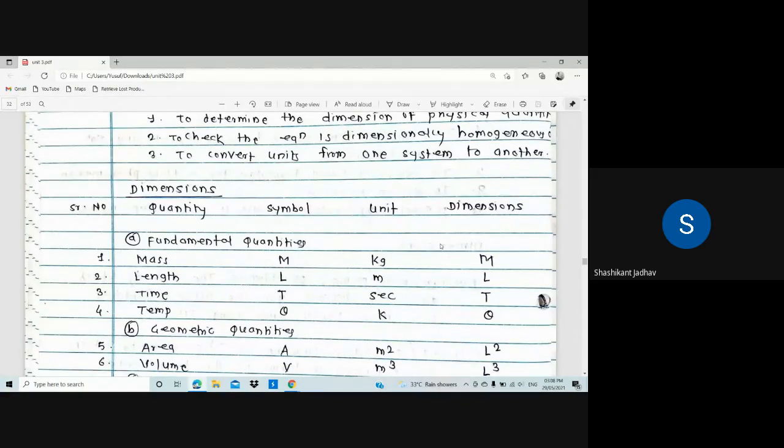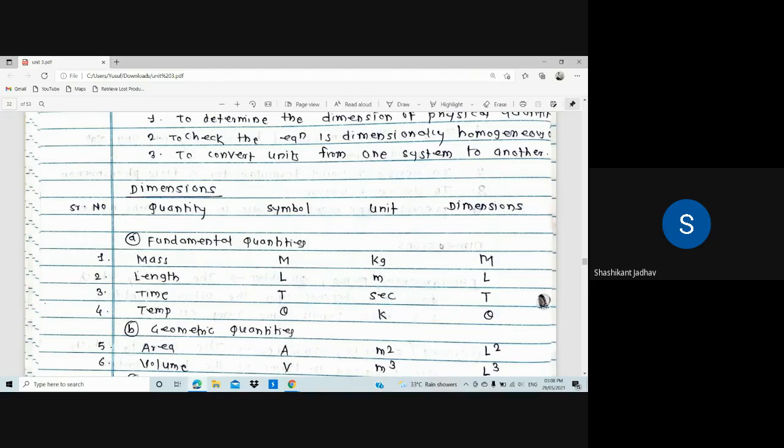Okay, then write down the dimensions of the different quantities. Make one chart: serial number, quantity, symbol, unit and dimensions. First column is serial number, second quantity, third symbol, fourth unit and fifth dimensions. Okay, in part A we have to write down the fundamental quantities.